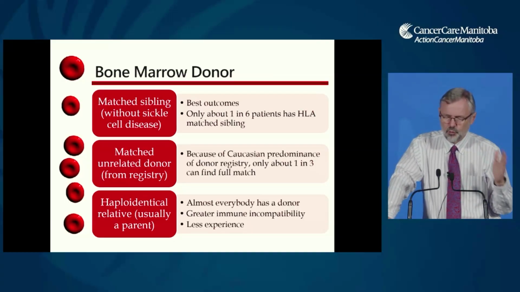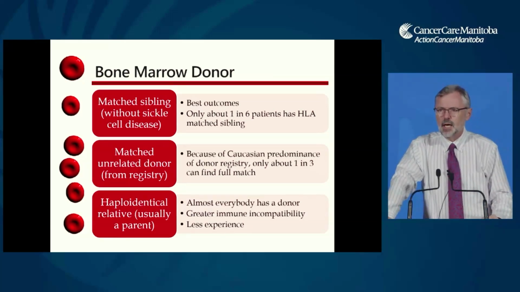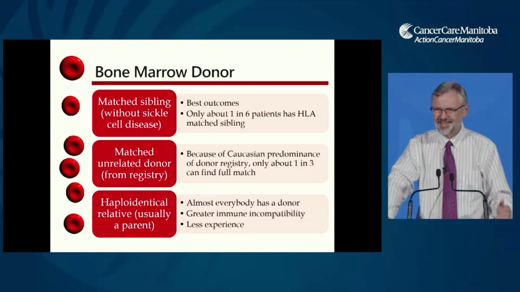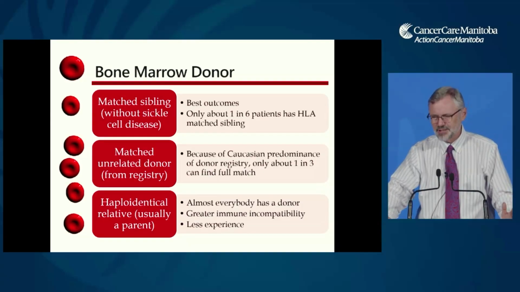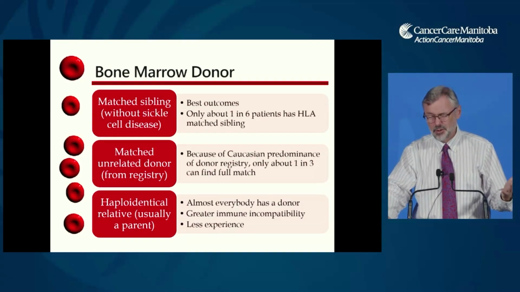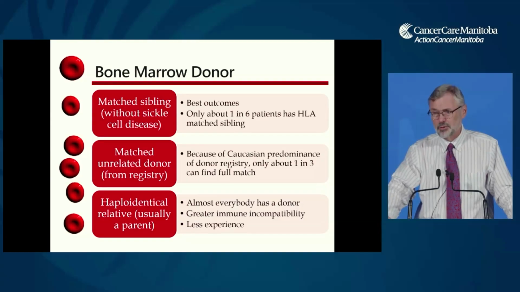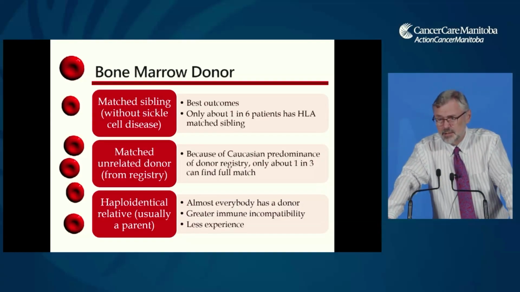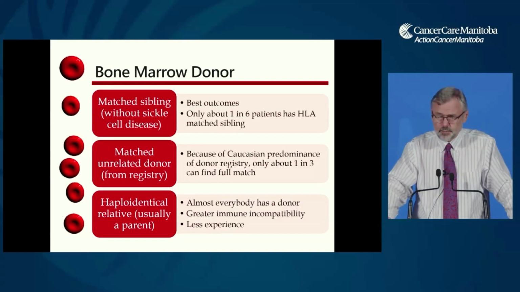You can get a bone marrow, the best bone marrow donor is a matched sibling. So 1 out of 4 of our siblings will be a perfect HLA match for us. And that's great. But not all of us have 100 siblings. And of course, that sibling has to not have sickle cell disease. So as it turns out, really probably only 1 in 6 people has a sibling donor available. So that's nice if you got it, but not most people.